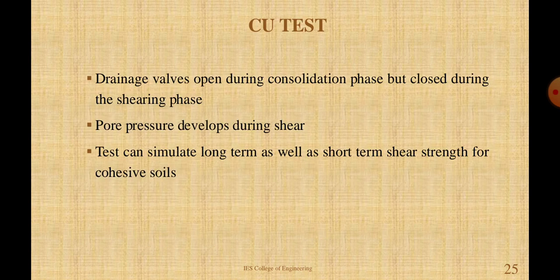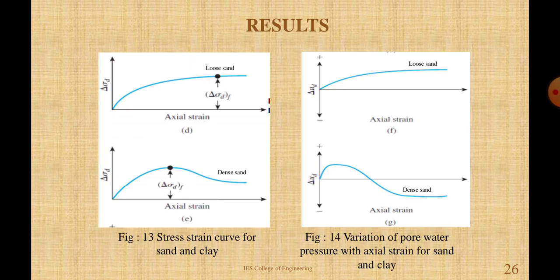Next is the CU test, that is the consolidated undrained test. In this test, the drainage valves are open during the consolidation phase but closed during the shear phase. Pore pressure develops during shear and the test can simulate long-term as well as short-term shear strength for cohesive soil. The results obtained for the CU test are similar to those of the consolidated drained test.